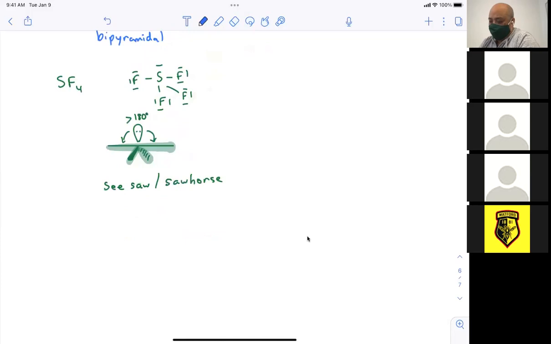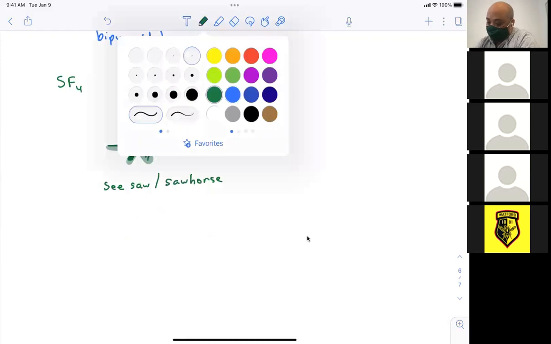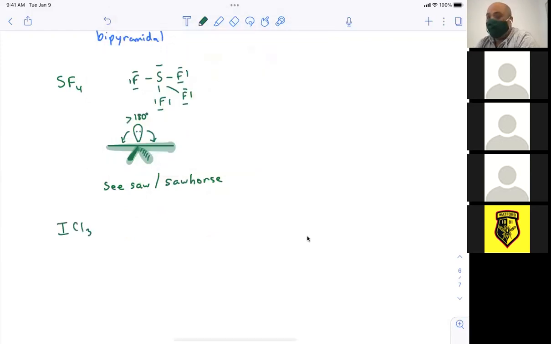Okay, what's the example I want to do here? I believe ICl3. ICl3 is fine. Now it's going to be 180 degrees, but the one that was 120 degrees can be less, because they're going to be pushed closer to each other. Yeah, ICl3.